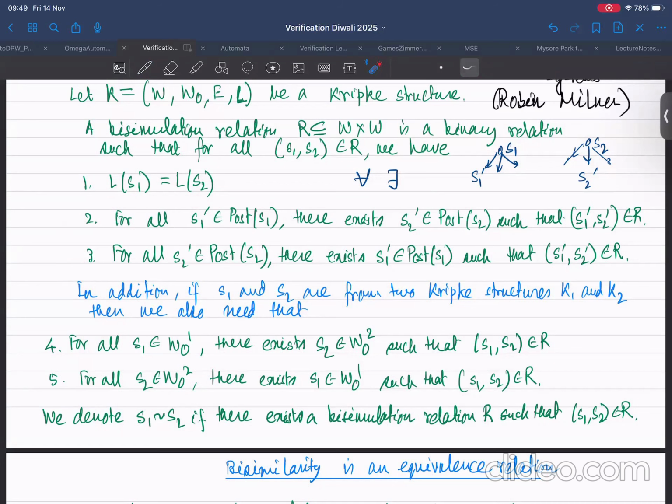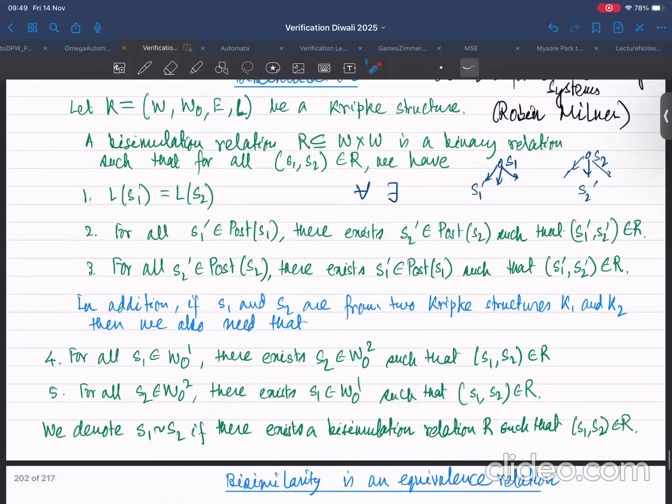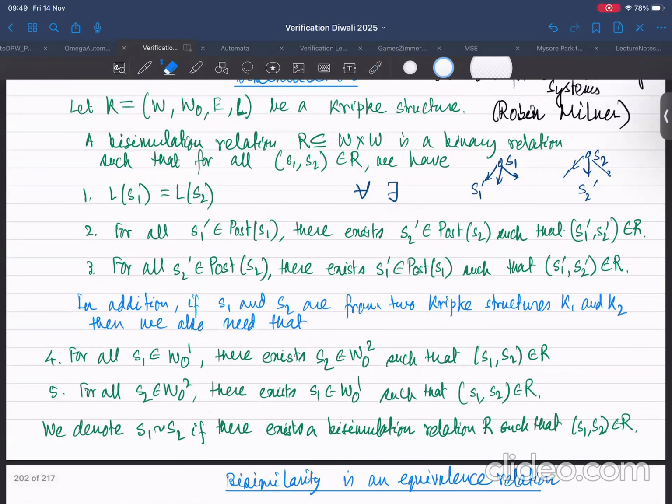Right. Now, these S1 and S2 are two states in the same Kripke structure. But you can also talk about whether two different Kripke structures are bisimilar.